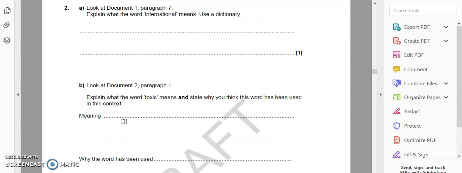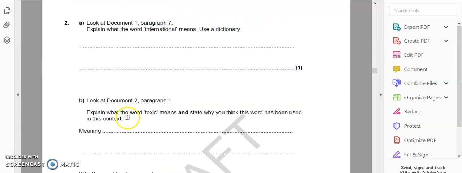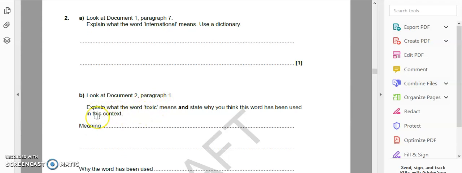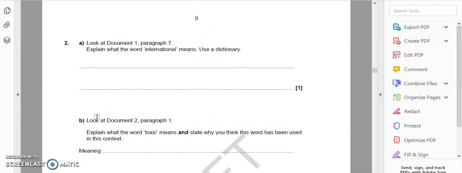So moving on to question 2. Now question 2 deals with the specific use of specific chosen words. What you'll notice is they'll give you a little clue here. So look at document 1 paragraph 7, or look at document 2 paragraph 1. They'll tell you where to find these words, which is quite handy. So do pay attention to that.